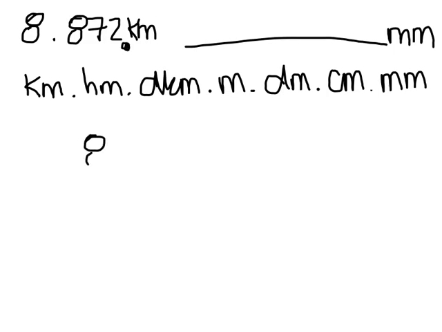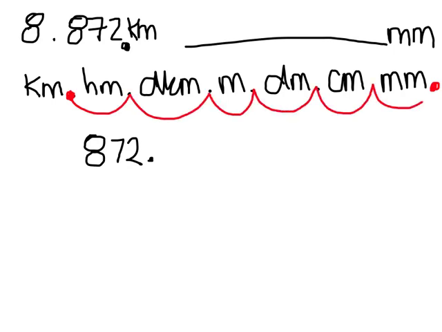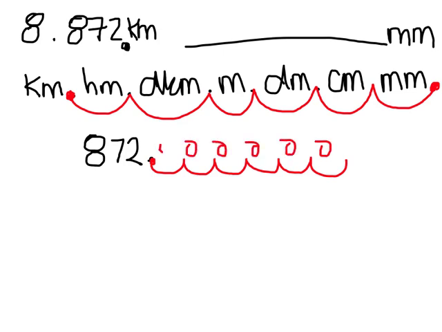So I have 872 decimal point. Now what I want to do is find out which direction I'm going and how many bubbles. So here's my kilometers, here's my millimeters. So I'm going to go 1, 2, 3, 4, 5, 6. Start here. 1, 2, 3, 4, 5, 6. So then my answer is 872 and then six zeros. Is that billions or millions?